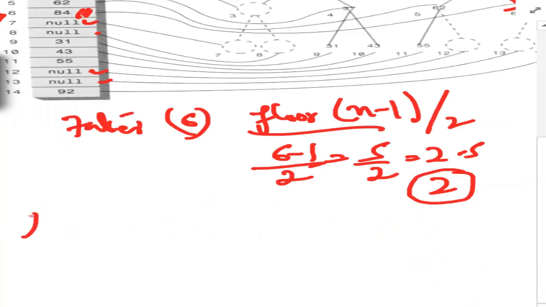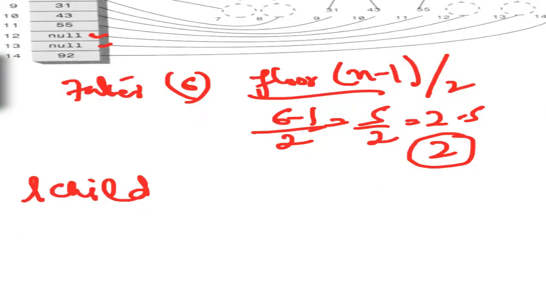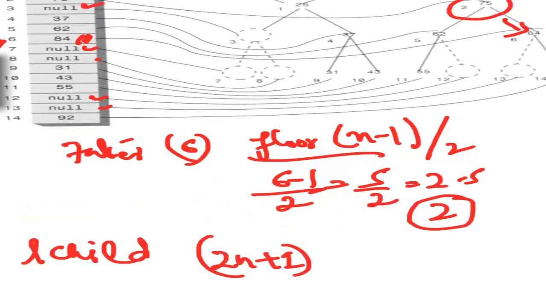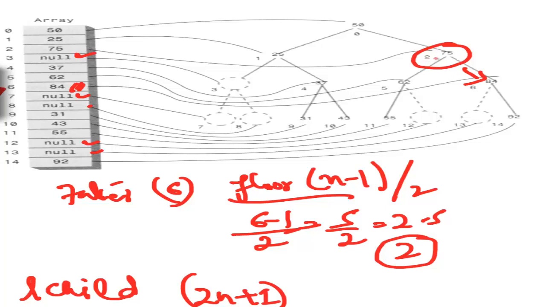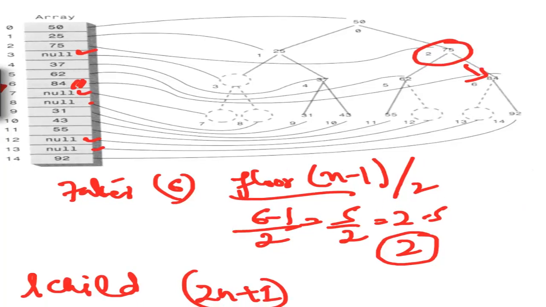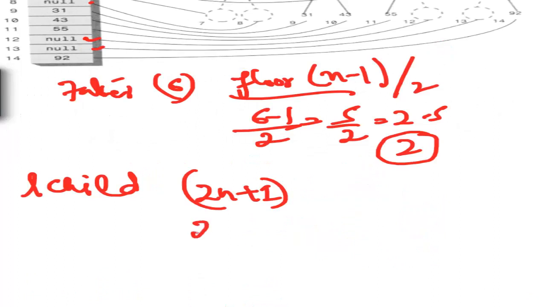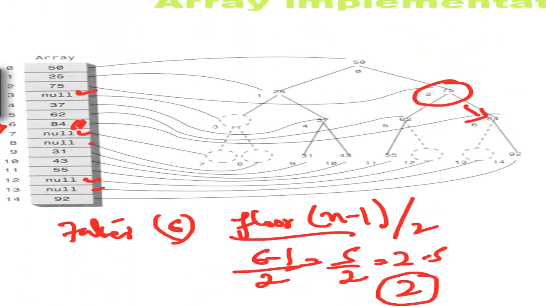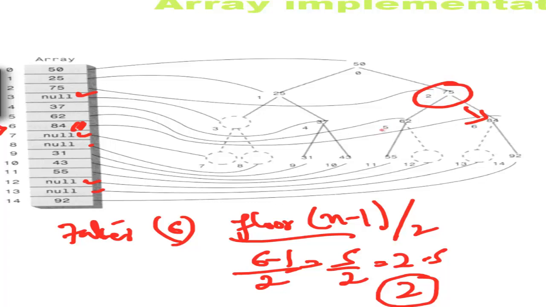Then what about the left child? We can have a left child, we can have the right child as well. For the left child, we have a formula 2n plus 1. Say for example we have 75 at index 2, who is the left child of 75? That is 62, which is at location 5. How do we get it? Because here n is 2, so 2 times 2 plus 1, because n is 2, so 2 times 2 is 4 plus 1 is 5. So we are saying for index 2, that is 75, the left child is at location 5.